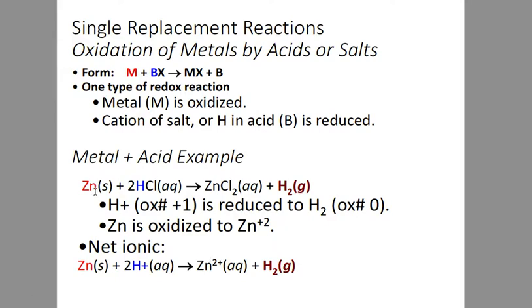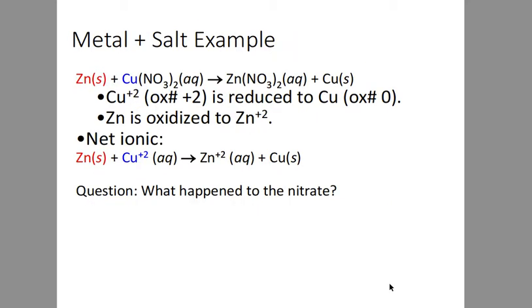As we go through this, you can identify all the oxidation numbers. We know that the hydrogen in the HCl is being reduced to 0 because this is hydrogen gas, so this is elementally going to be an oxidation number of 0. So we went from +1 to 0, and the zinc went from a 0 to a +2. And then here's our net ionic equation for that as well.